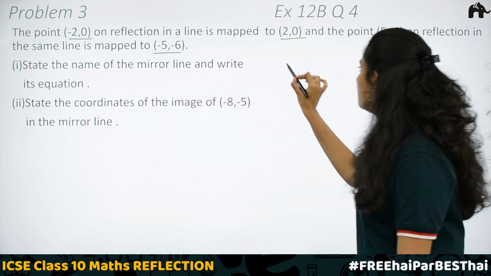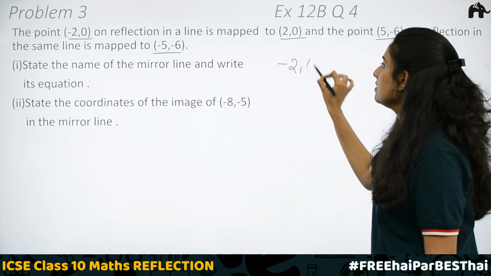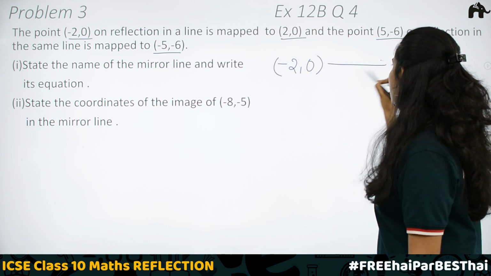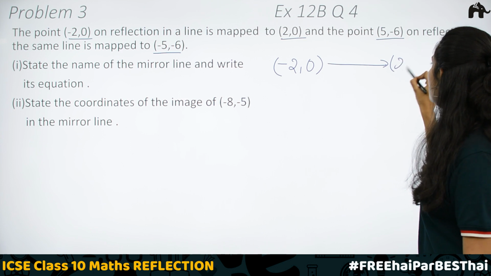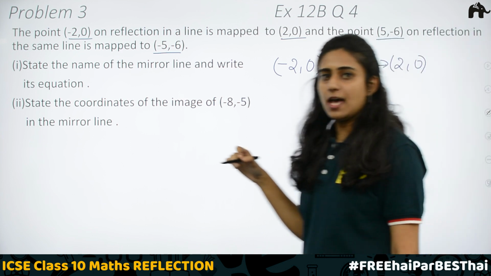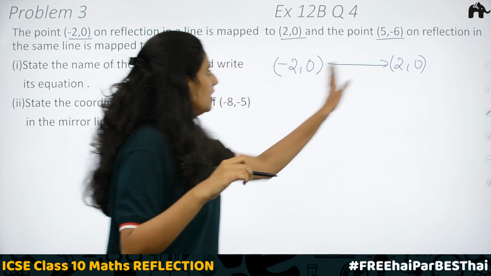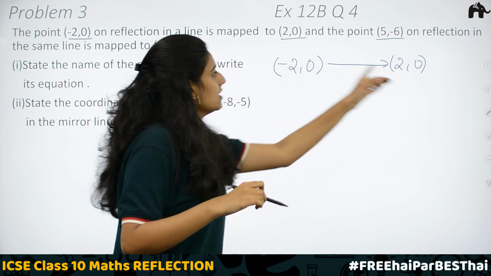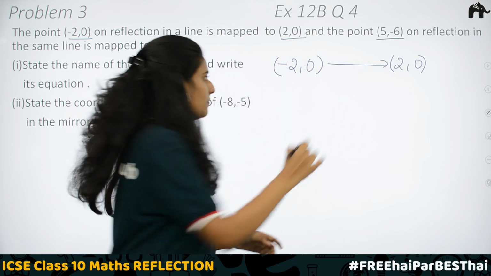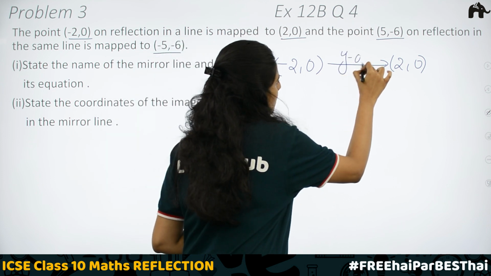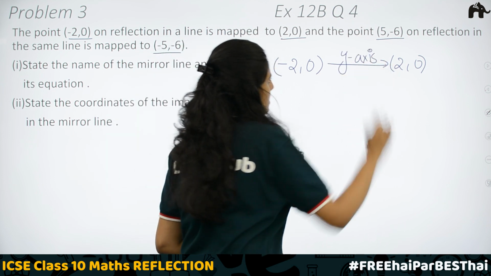So first we have a point (-2, 0). On reflection in a line, we don't know which line, it is mapped to (2, 0). What is the change happening here? The y coordinate is the same, the sign of the x coordinate is changing, which means the reflection is in the y axis.